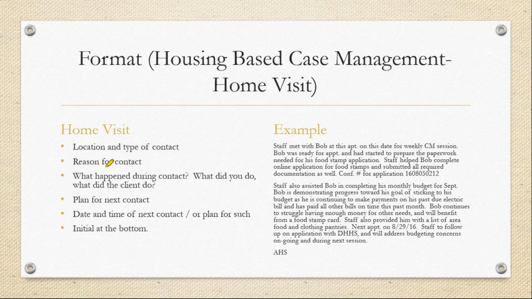So let's get rid of that. Reason for contact: Bob was ready for his appointment and had started to prepare his paperwork needed for his food stamp application. Staff helped Bob complete the online application for food stamps and submitted all required documentation. Confirmation number for the application was this.